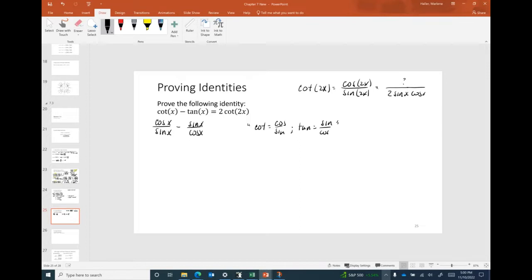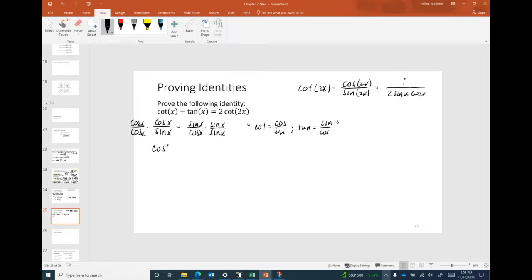Okay. All right. Now I'm looking at where I want to go. I know what I want my denominator to be, 2 sine x cosine x. I only want one term on the right-hand side, so I'm going to have to combine these terms. To combine them, they're going to need a common denominator. So I'll multiply the first term by cosine x over cosine x because I know that I need a sine x cosine x in the denominator. Then I multiply that second term by sine x over sine x. All right, so now what do I have?